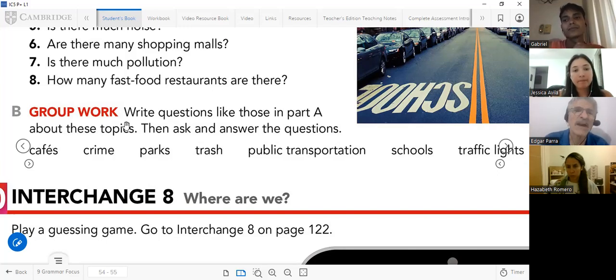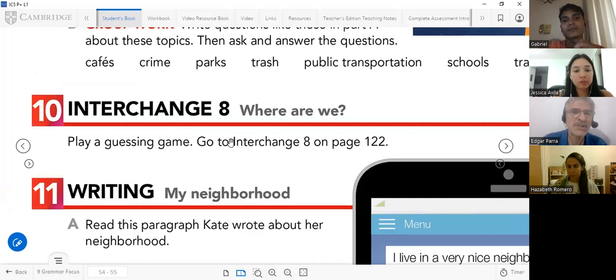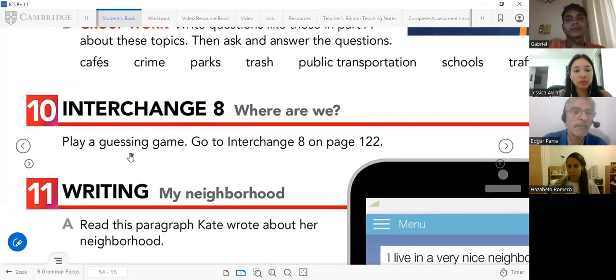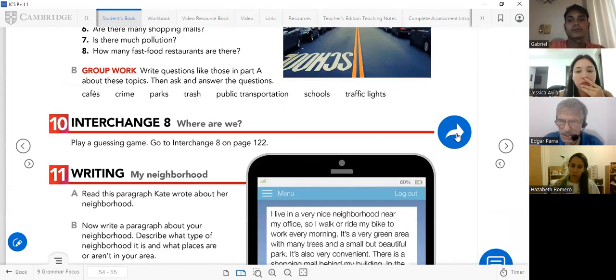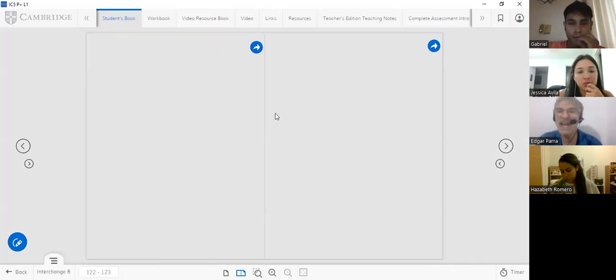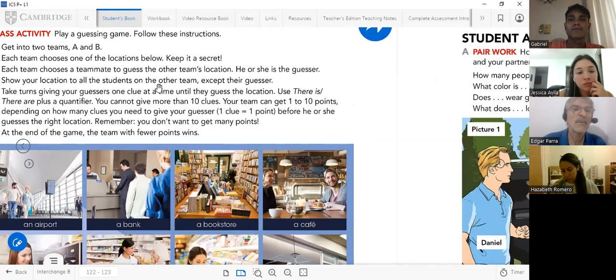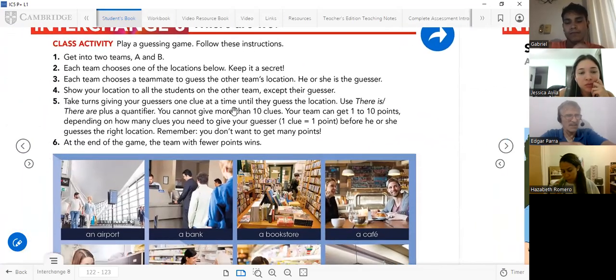Safer than Las Águilas. Okay, now let's continue with Interchange number 8. Where are we? Playing a guessing game. You know what a guessing game is? You guess, you don't know, but you try to find out in your brain what the answers are. Interchange, page 122. Let's go there. Observe this. This is where are we?